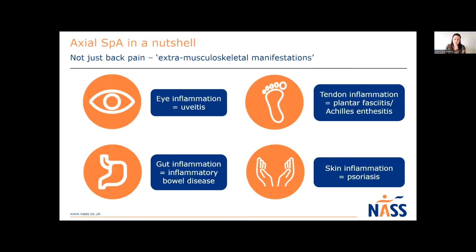And we have lots of information about all these conditions on our website, and even have a free downloadable guide to uveitis. As these symptoms are all linked to inflammation, some medications that help axial SpA will also help these conditions. So it's another reason why it's important to make your rheumatologist aware if you're experiencing any of these symptoms.